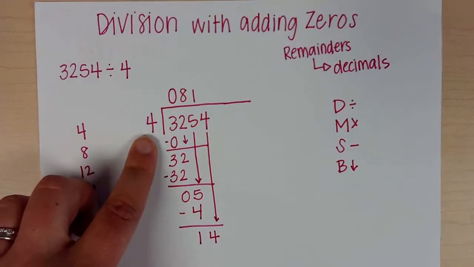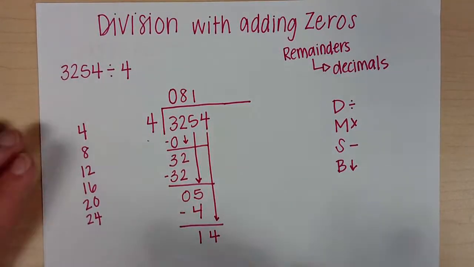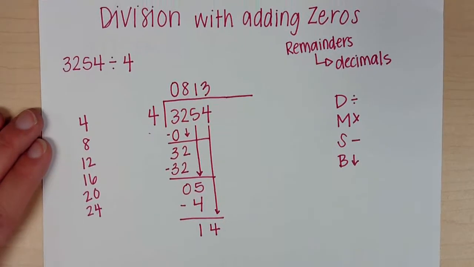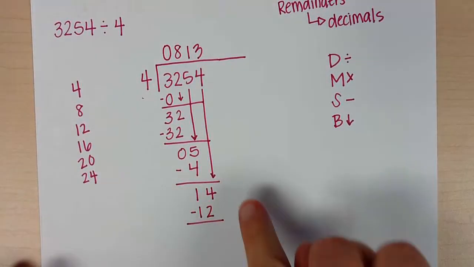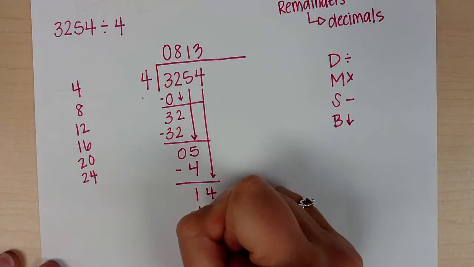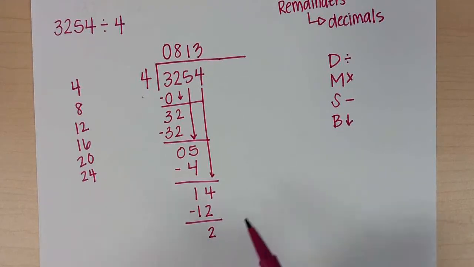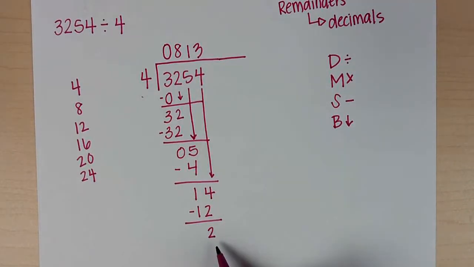How many times does 4 go into 14? 1, 2, 3. 4 times 3 is 12. I subtract. 14 minus 12 leaves me with 2. Now, here is where in past years we would say that, okay, our quotient, our answer to our division problem, is 813, remainder 2. But we are at that point where we cannot have those remainders.